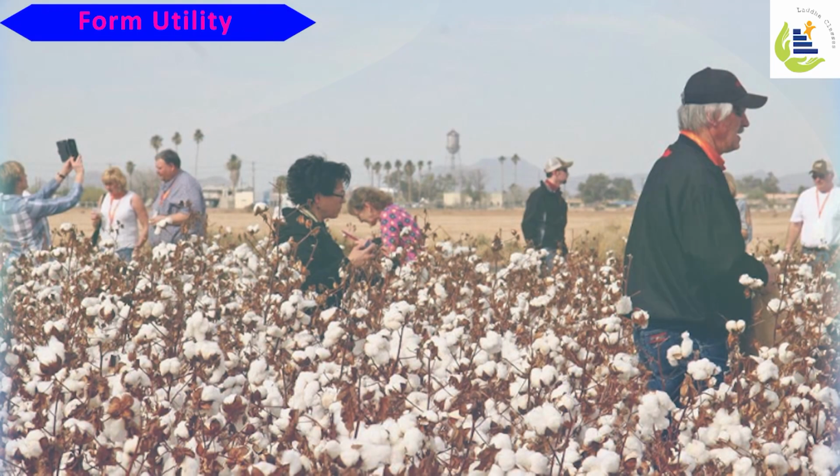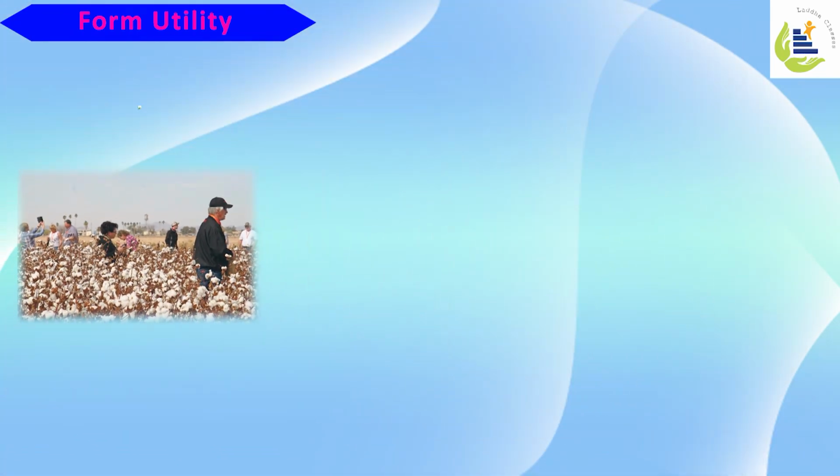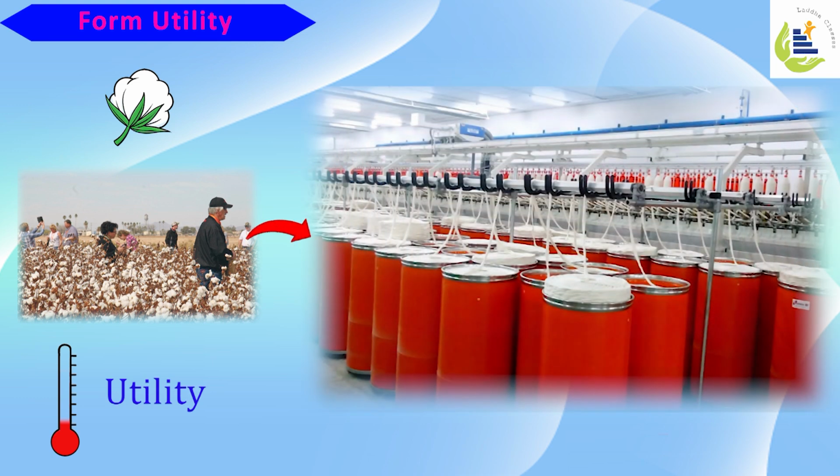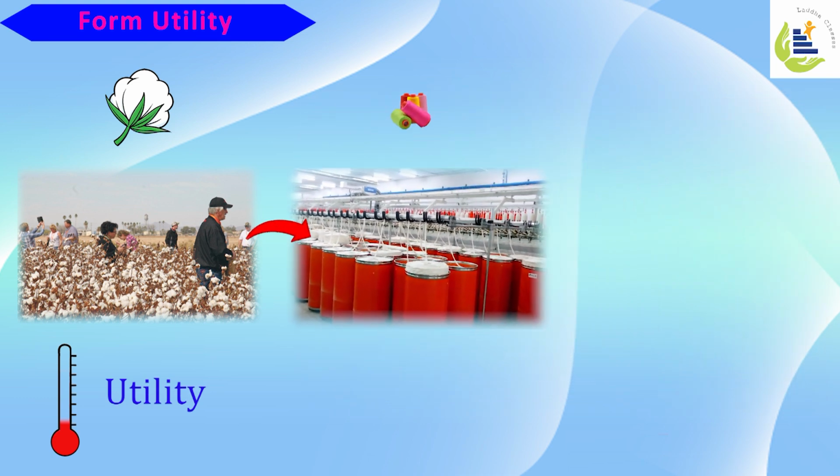Who makes cotton? Yes, the farmer. Does the cotton have higher utility? Relatively less. It has utility, but relatively less. So what does he do? He sells it to the factory. In the factory, threads are made from cotton. So what do I see?